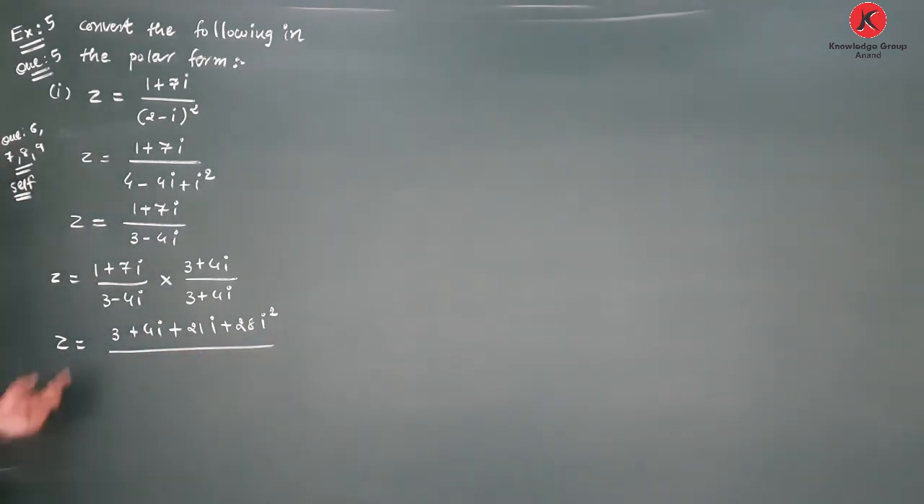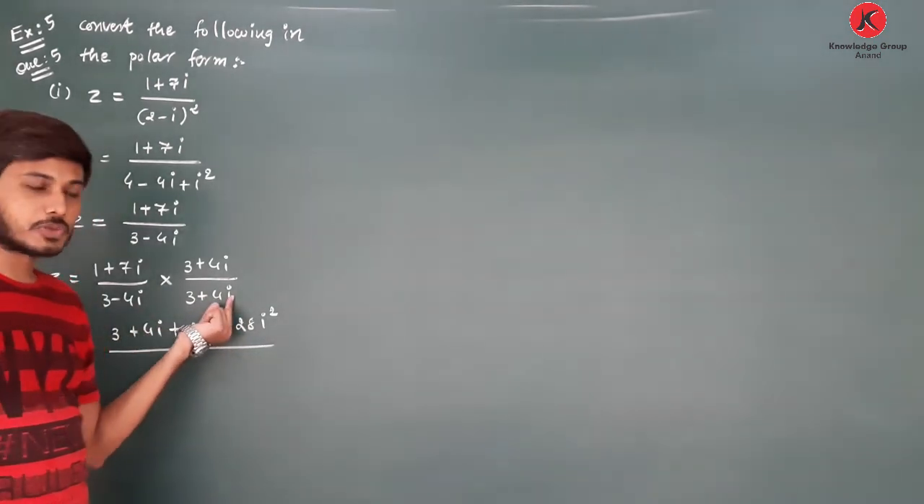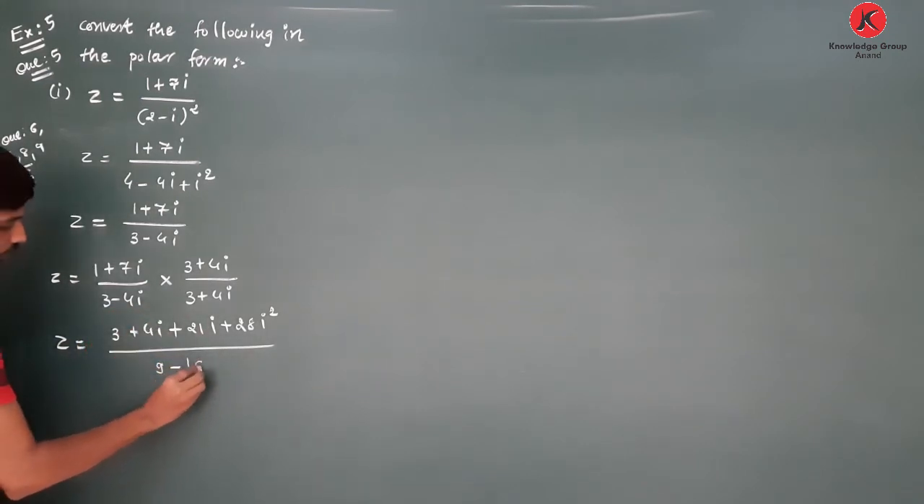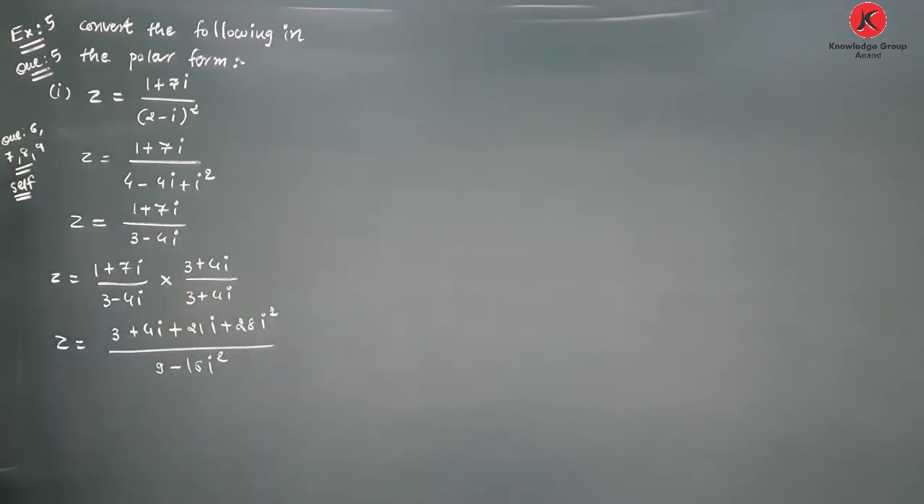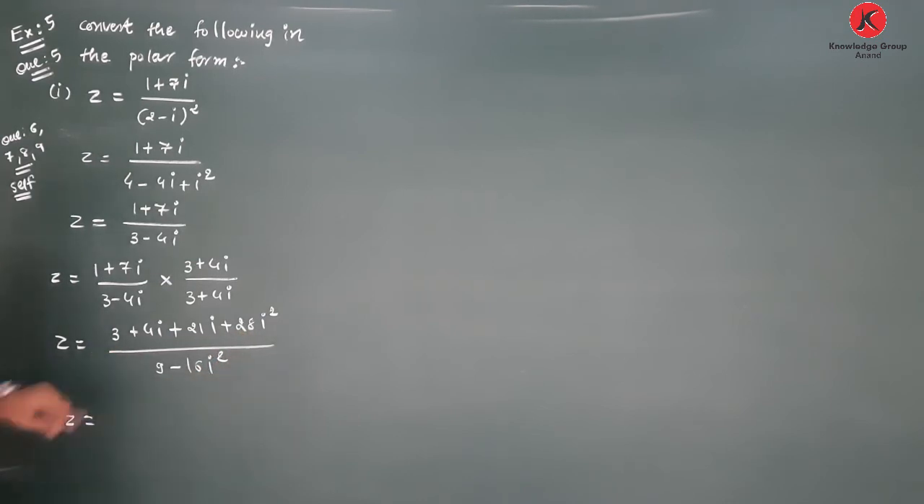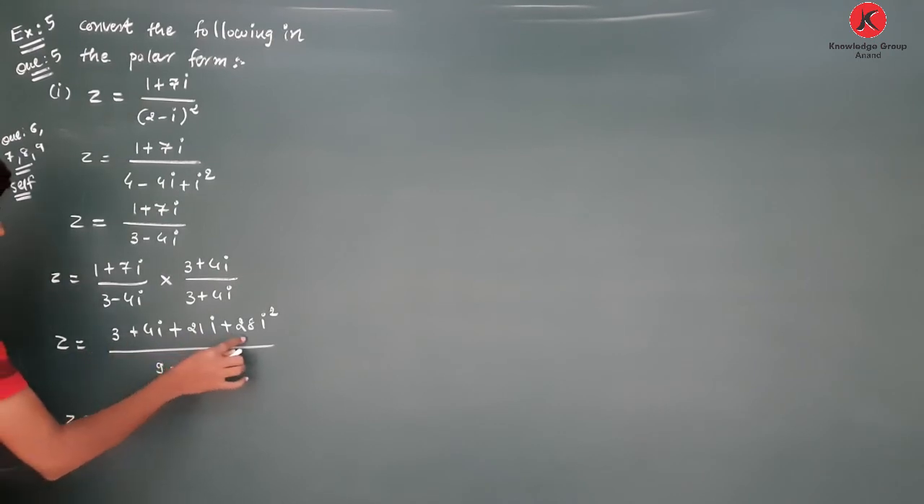In the denominator, (a minus b) into (a plus b) is a square minus b square. a square is 9, minus b square, 4 square is 16 into i square. Simplify this. We are getting z equals 3 plus 4i plus 21i, that is 25i, minus 20 minus 28, that is 3 minus 20.